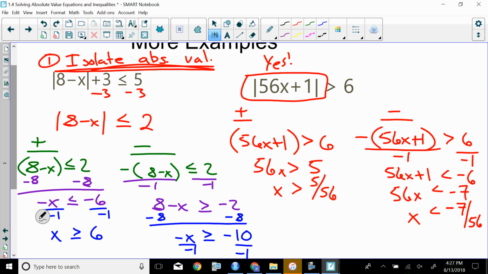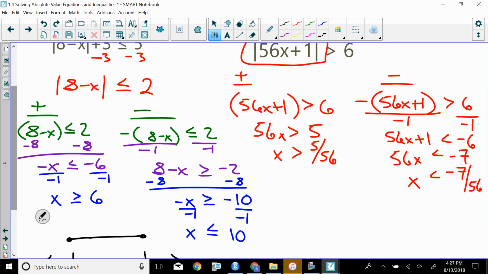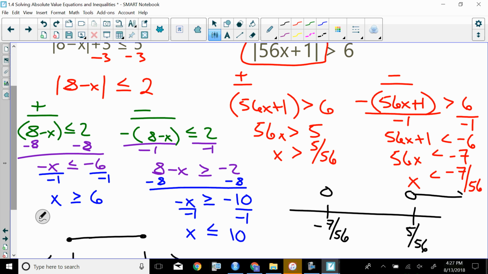I know that these two are correct, but I got to graph it. It has to be graphed. I know a negative number is smaller than a positive. They both have open circles. I need things bigger than 5/6, that's to the right. I need things smaller than negative 7/6, that's to the left. And I have that solution.